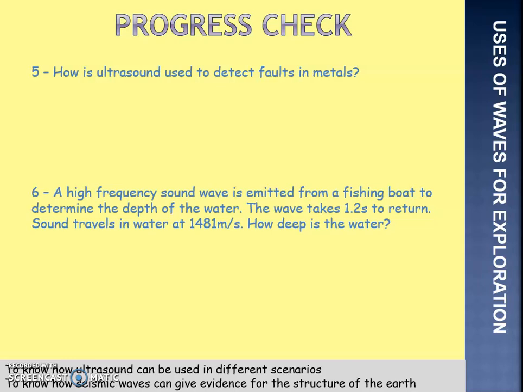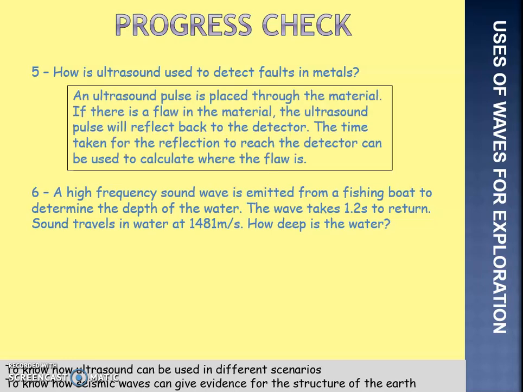Okay, how is ultrasound used to detect faults in metals? An ultrasound pulse is placed through the material, and if there's a flaw in the material, the ultrasound pulse will reflect back to the detector before it should do. The time taken for that reflection to reach the detector can then be used to calculate where the flaw is.